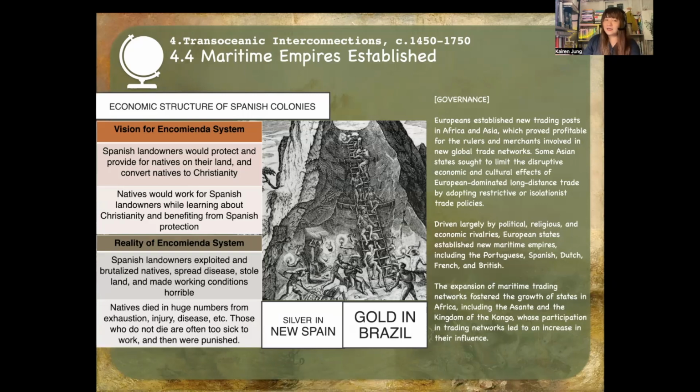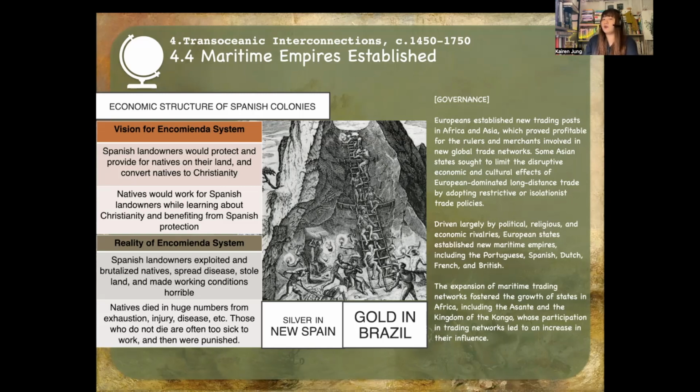In reality, the encomienda system resulted in Spanish landowners exploiting and brutalizing natives, spreading diseases, stealing land, and making working conditions generally awful. Natives died in large numbers from exhaustion, injury, disease, and so on. Those who did not die were often too sick to work, and then they were punished until they died, right? And, of course, there was a lot of silver produced in New Spain, and then there was gold produced in Brazil.